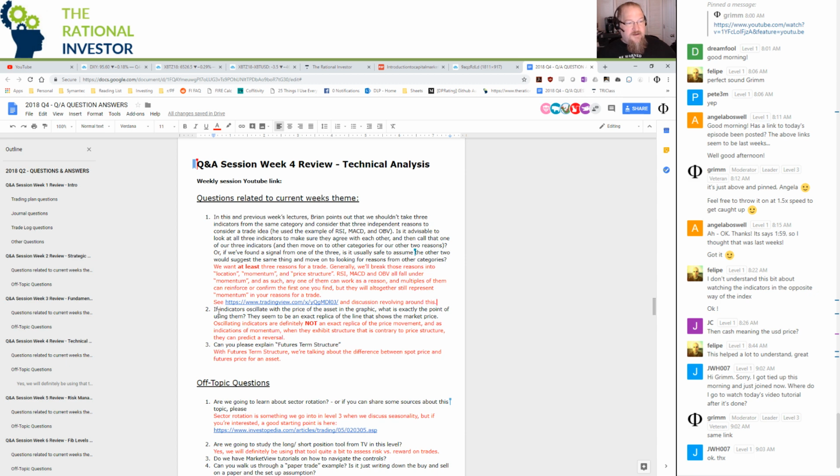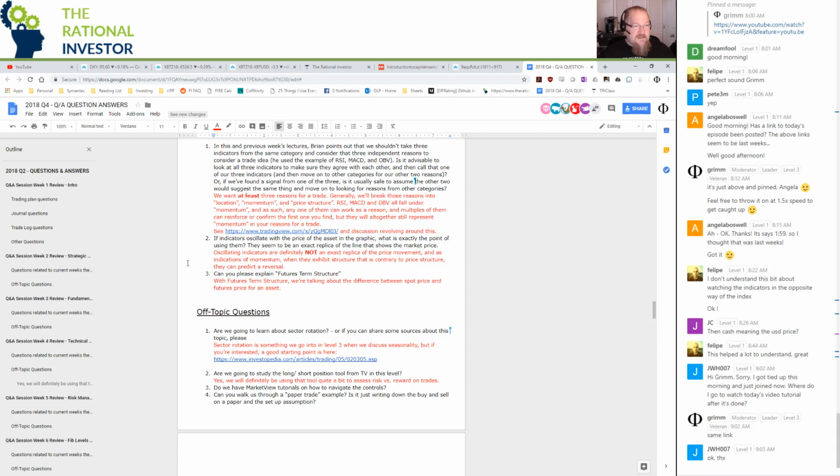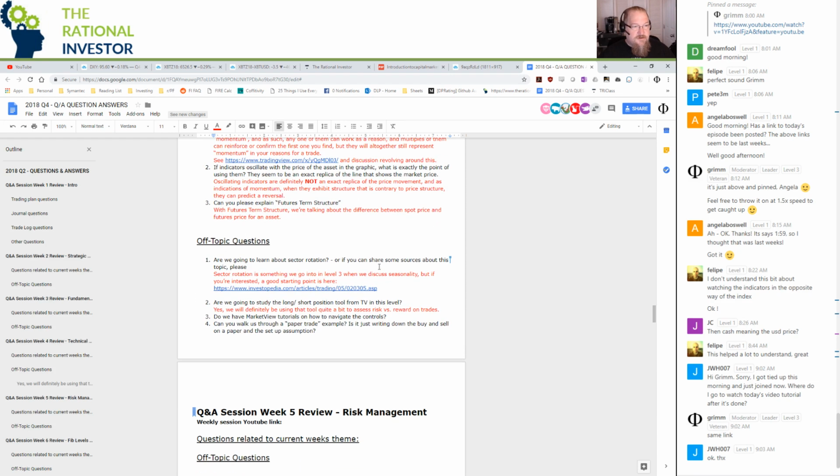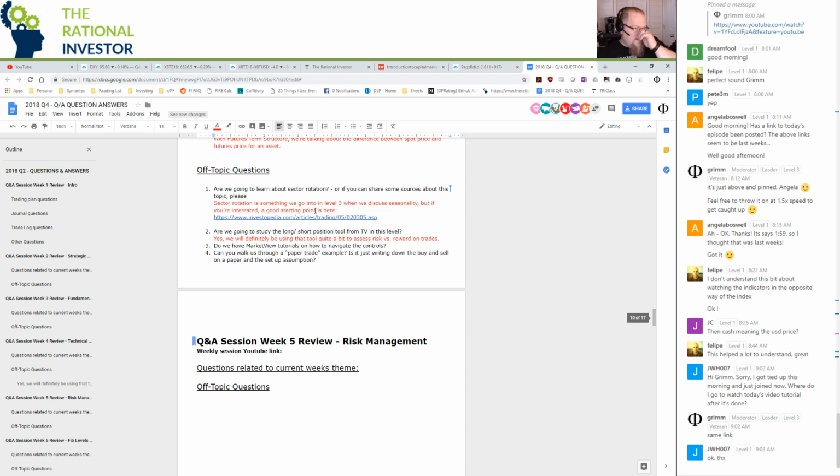All right. If indicators isolate with the price of the asset in the graphic, what's the exact point of using them? They seem to be replica of lines. I think we discussed that quite a bit, and that was what I was trying to show earlier. What we look for is when they are not in alignment, when we have divergence. Okay. And explain future term structure. So let's go on to the quote off-topic questions.